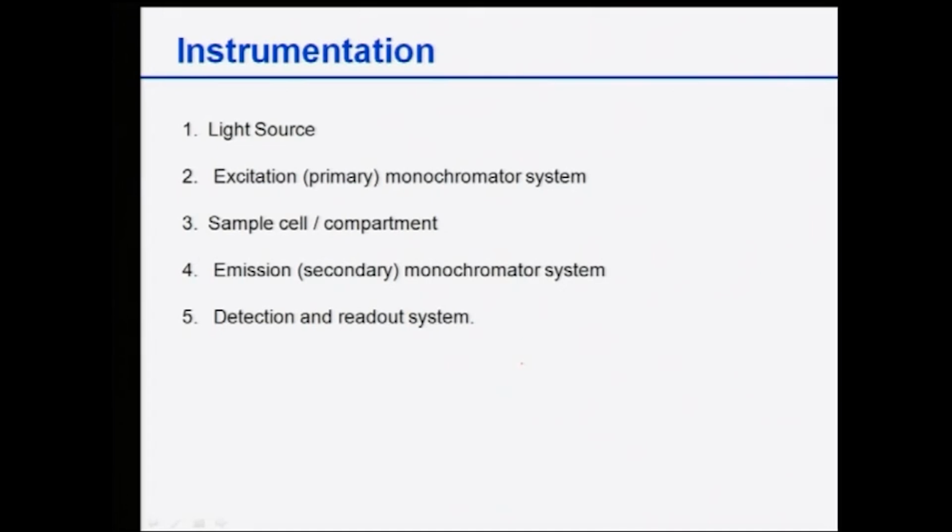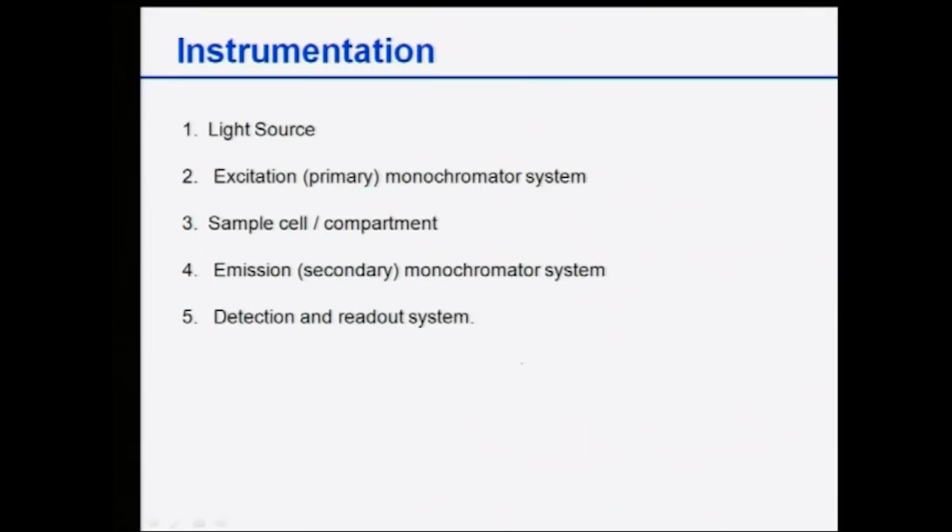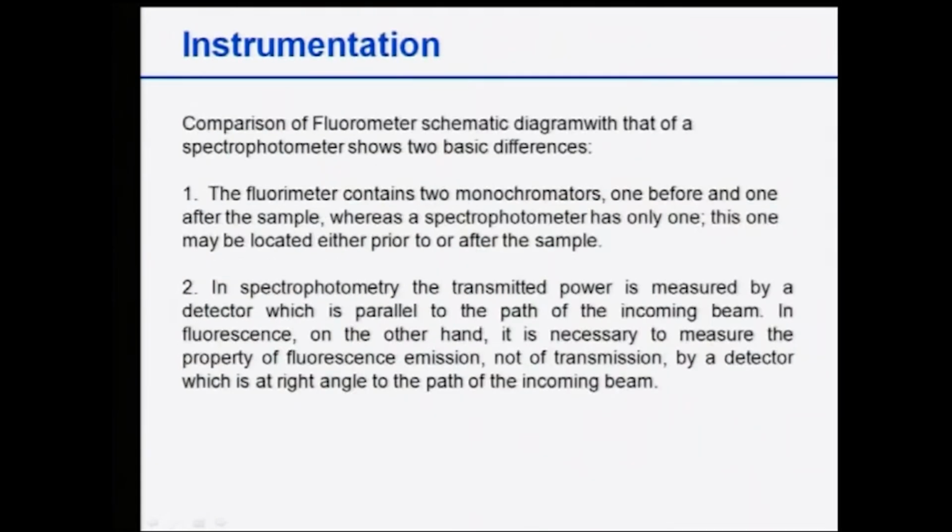Last thing which I am going to discuss is basically the instrumentation. So, what you need in a photoluminescence spectroscopy is a light source, excitation monochromator, sample cell compartment, emission monochromator and detecting system. These are the 5 things you need for this. So, comparison of the fluorometer, actually, what is the heart of this machine?